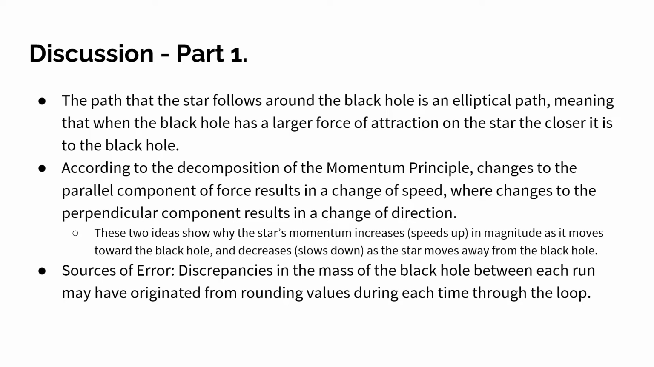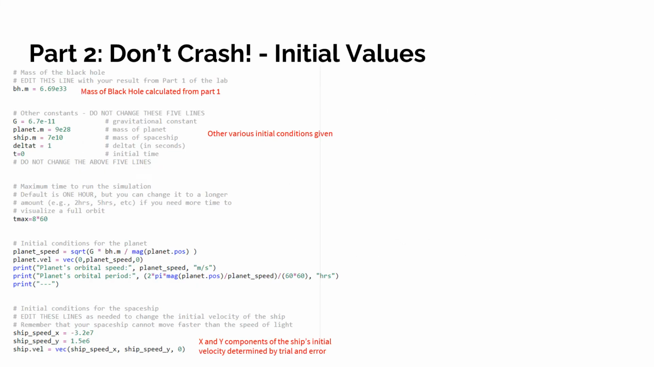According to the decomposition of the momentum principle, changes to the parallel component of force result in a change of speed, whereas changes to the perpendicular component result in a change of direction. These two ideas show why the star's momentum increases in magnitude as it moves towards the black hole and decreases as the star moves away from the black hole. Discrepancies in the mass of the black hole between each run may have originated from rounding values during each time through the loop. Additional values of part 2 of this lab include the mass of the black hole calculated from part 1 and other various masses of the planet and the ship.